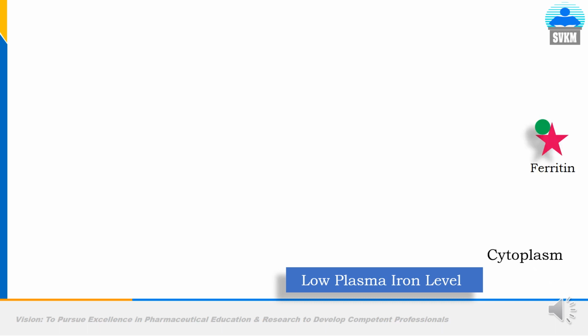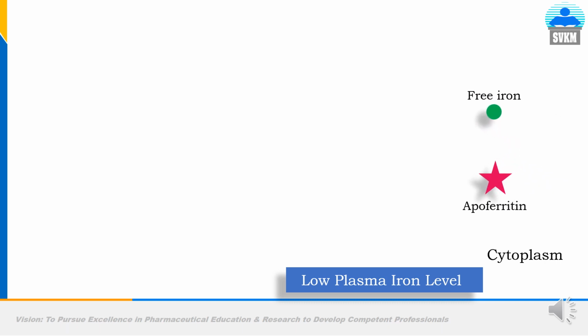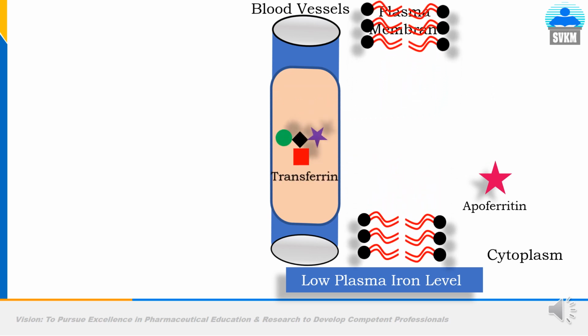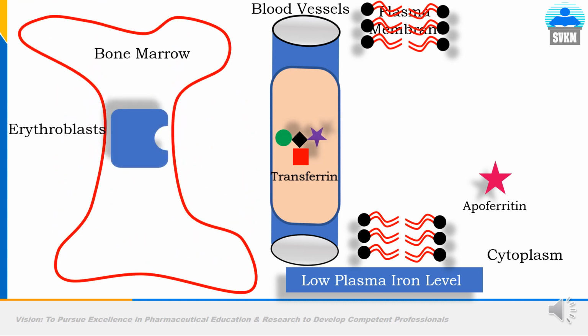When low plasma iron level is present, in that case, the ferritin, that is the storage iron present in the cytoplasm, breaks into the free iron and apoferritin. This free iron is going to be transported to the blood vessels, where it is combined with the transferrin, and it is called the plasma transferrin. From plasma transferrin, the iron is transported to the bone marrow, where it is going to bind with the erythroblast.